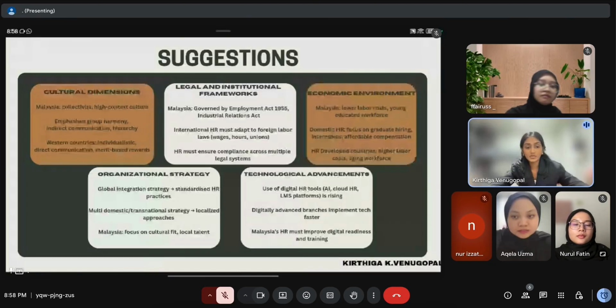So to summarize, human resource practices differ between local and international branches due to factors like culture, law, economy, strategy, and also technology. So MNCs must find the right balance, being globally consistent but still adapting locally to manage their workforce successfully. So that's all from me.